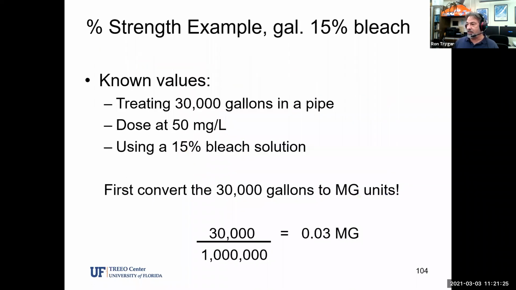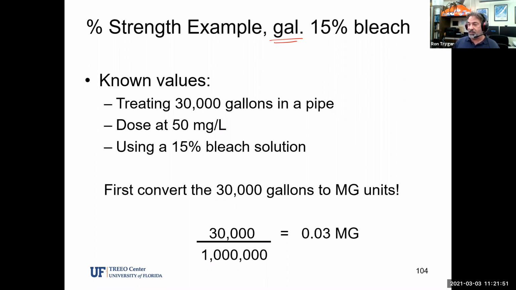All right, let's go to the next slide. This is using the 15% bleach, or let's say a weaker strength bleach as a liquid. So what we're going to now figure out is how many gallons of the bleach. This is not just dry chemical. This is now a liquid. So we're going to treat 30,000 gallons in a pipeline. It doesn't matter what diameter it is. It doesn't matter how long it is. We already know it's 30,000 gallons that we're trying to treat.